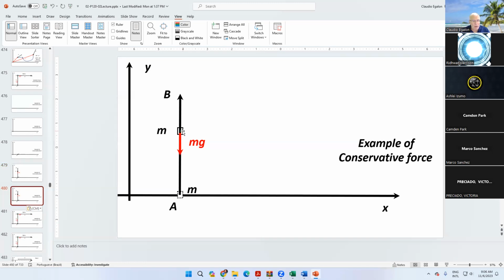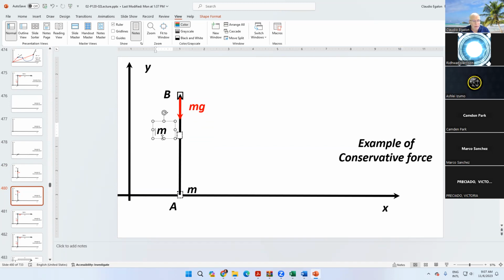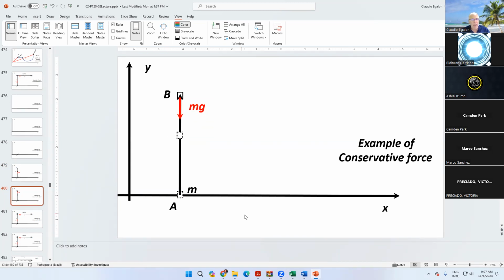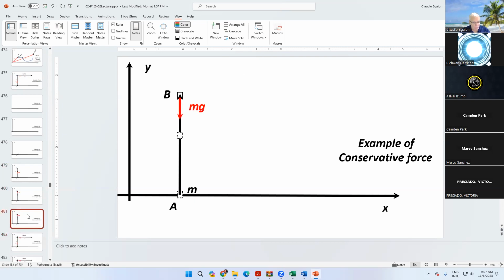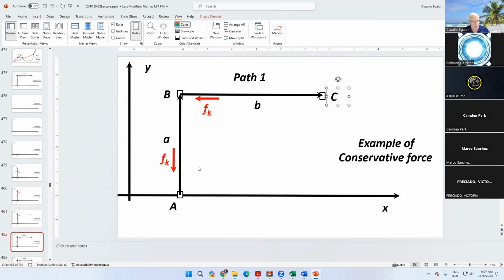This mass is being moved. Let's not forget that the mass was along the way. It was right here. I'm not going to keep putting m in there. And then we have this other displacement from B to C. And here is the point C.